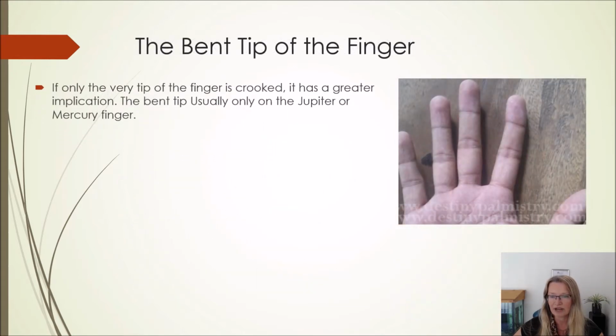Sometimes it's only the very tip bent. That's when it can get a little bit more confusing, because you don't see that very often at all. That actually gives a slightly bigger meaning to it because it seems more harsh. And it's usually only on the Jupiter or the Mercury finger. Very rare cases it's sharply bent on the middle or the ring finger. The meanings will be similar, however.